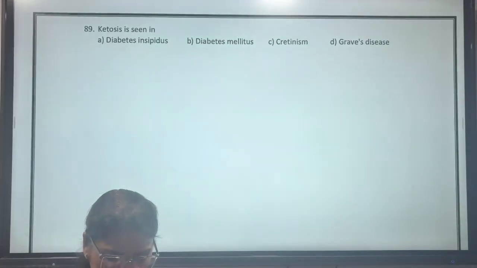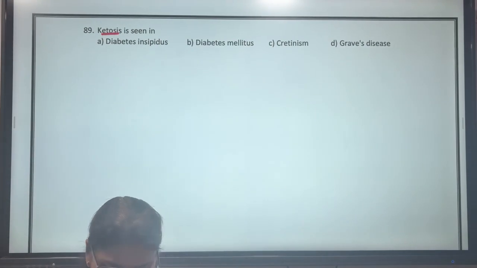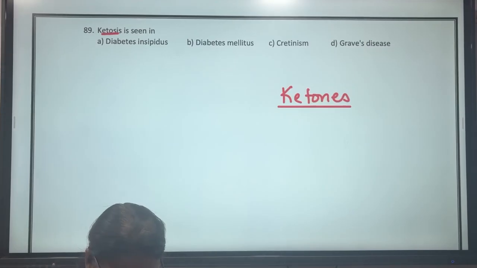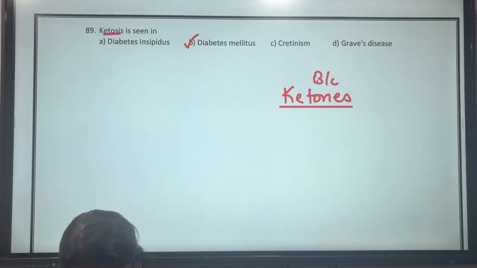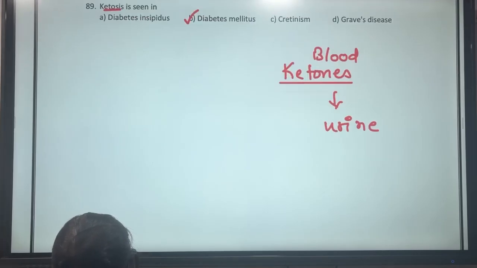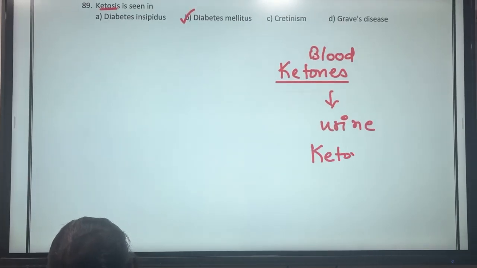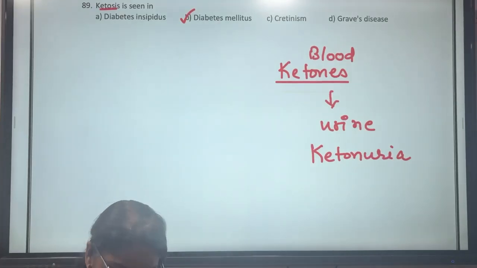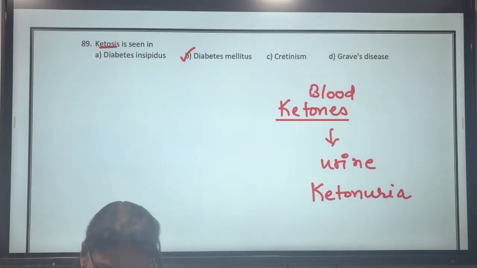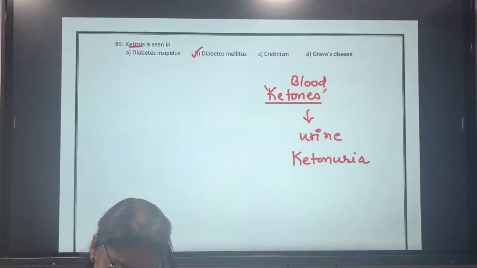Coming to 89th question. Ketosis is seen in. What is ketosis? Production of ketones. Production of ketones happens in diabetes mellitus. People having diabetes produce too many ketones in blood, and these ketones are also present in urine. So in another chapter you have learned that diabetic patients show ketonuria as well. So how will it come to urine? Only if it is present in blood. So what is ketosis? Presence of ketones in blood. Answer for this question is option B.